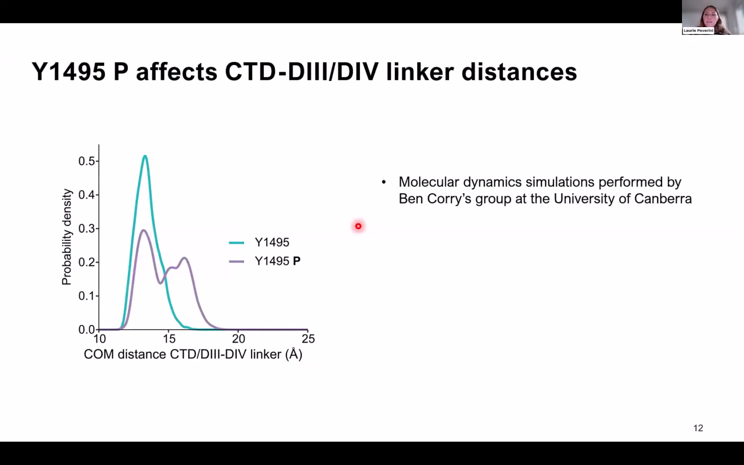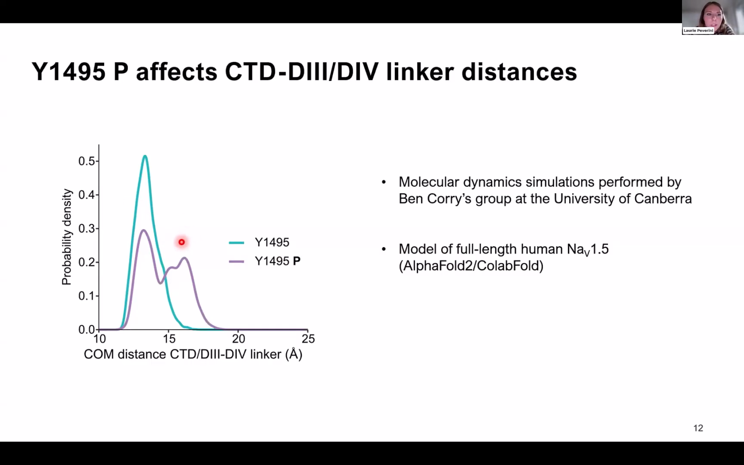Then our collaborators at the University of Canberra, in the group of Ben Corey, have performed some molecular dynamics simulations on the full-length NaV1.5 model that they have obtained by computational approaches. And there they have been able to see that Y49 phosphorylation, represented here in purple, was increasing the relative distances that the C-terminal domain can adopt versus the D3-D4 linker. Because you can see here that there is a second conformation that can be adopted when NaV1.5 is phosphorylated, and this is displaced by approximately 10 angstrom.